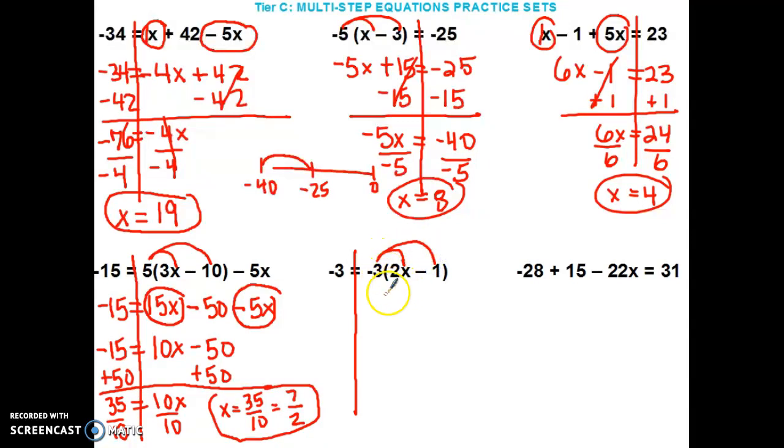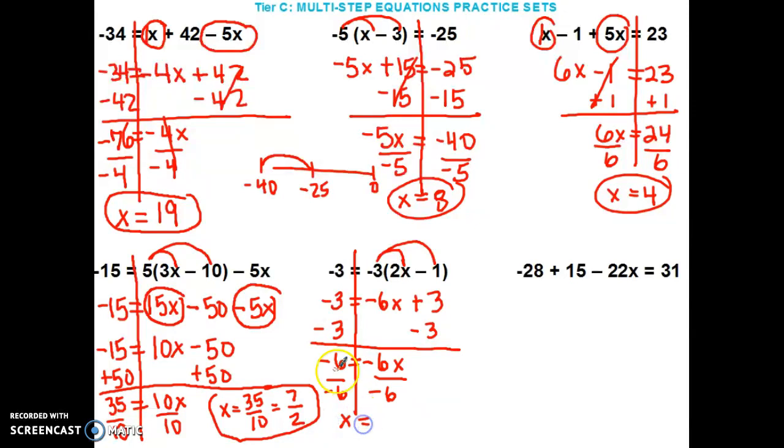Negative 3 times 2x is negative 6x, everybody. Negative 3 times negative 1 is a positive 3. I just think the signs are just messing y'all up. It's not like this is hard. Subtract 3 from both sides. We get a negative 6x is equal to a negative 6. Divide by negative 6. Divide by negative 6. We get x is equal to a positive 1. All right?